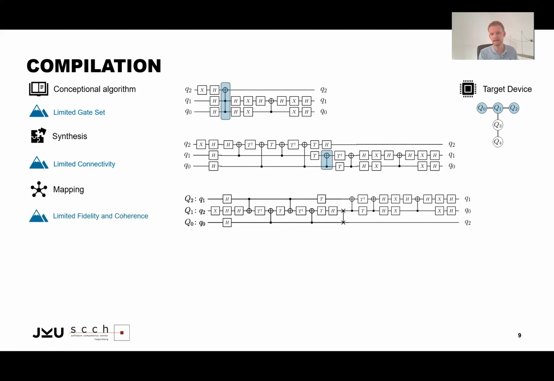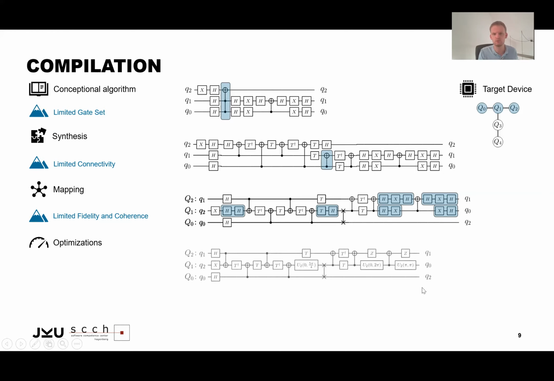And then if I have that, finally, in order to address limited fidelity and coherence, I have to optimize my circuit. This can be done, for example, by removing redundant gates, as shown here. Two H gates in a row simply cancel each other out. They can be removed, but also gate combinations like that can be removed. And then I eventually end up with a resulting circuit, which I really want to execute on my architecture. So this is sort of the compilation flow.